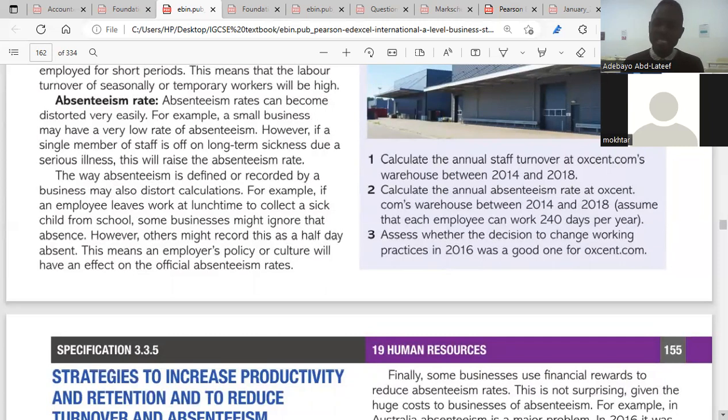Because the absenteeism rate is calculated as the number of absentees per day divided by the number of staff, multiplied by 100. But we're talking about workers that are only absent for a few hours. So it becomes difficult to use the absenteeism rate for that. So that's the criticism about that.